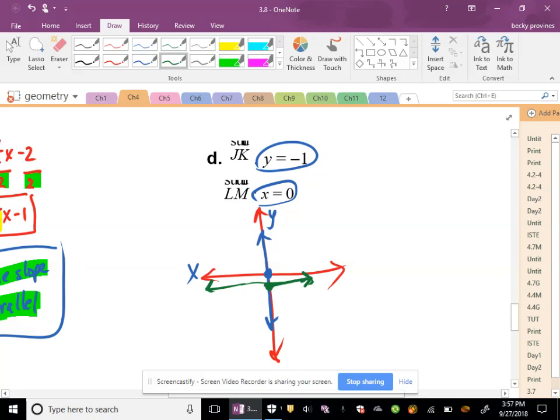Okay, so as you can see, one's vertical, one's horizontal. They are perpendicular. If you want to use this new symbol, you could. And the reason is because they are opposite reciprocals.